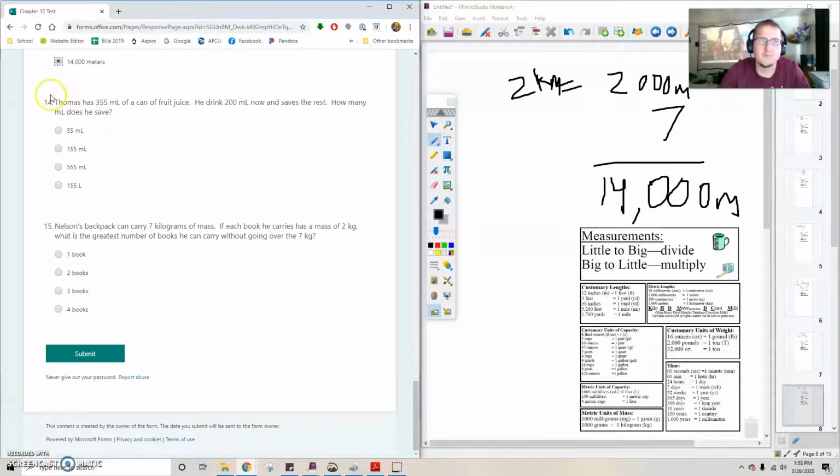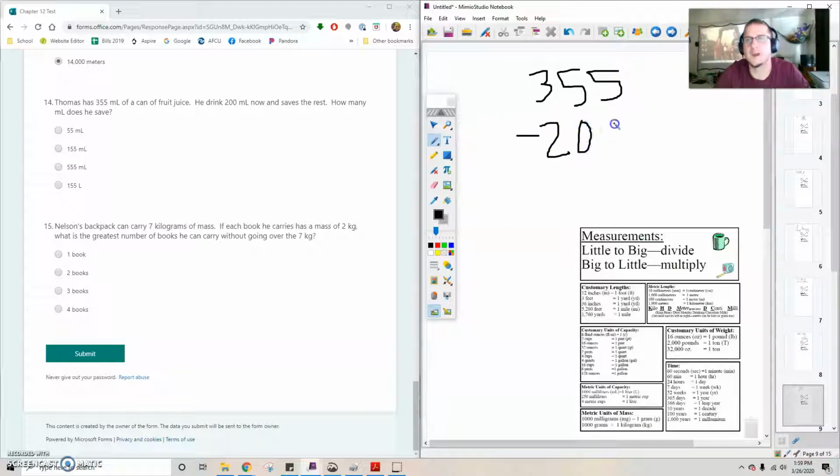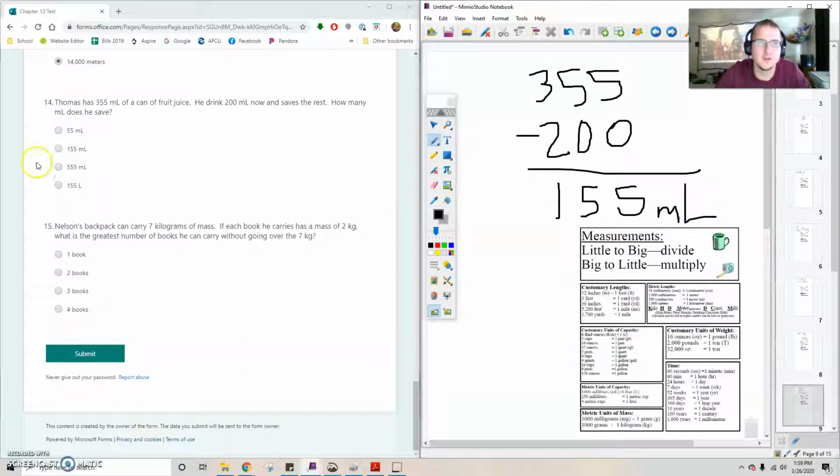Question number 14. Thomas has 355 milliliters of a can of fruit juice. He drinks 200 milliliters now and saves the rest. How much does he save? So this is a simple subtraction problem. We're already the same units. So he started with 355, and then we take away 200. 5 minus 0 is 5, 5 minus 0 is 5, 3 minus 2 is 1. Okay, and we were talking there milliliters, so he has 155 milliliters.